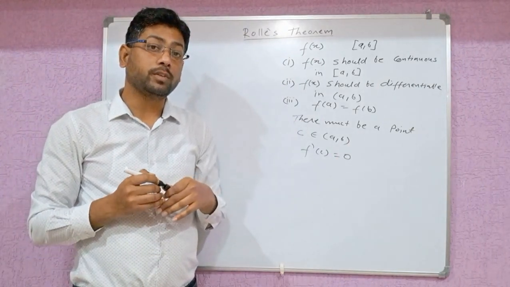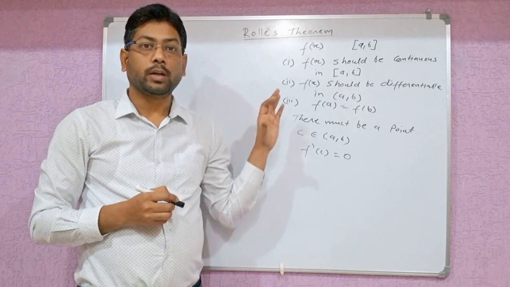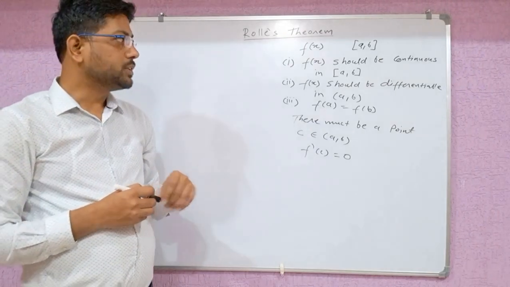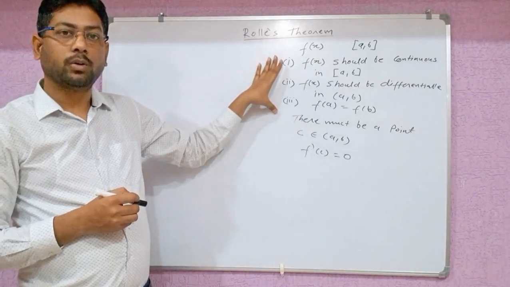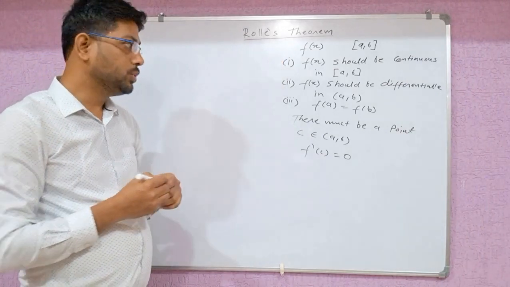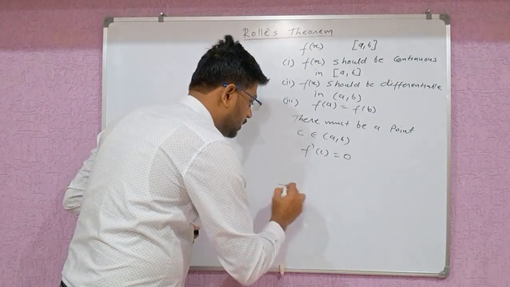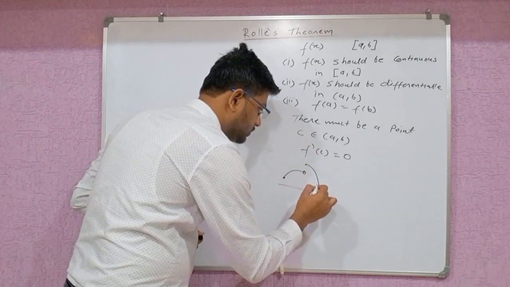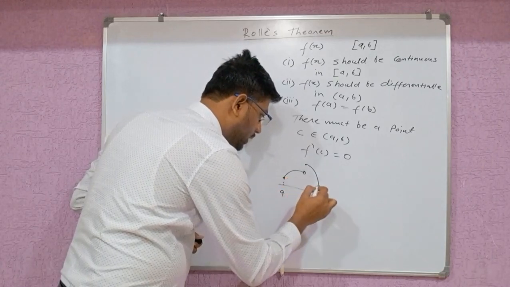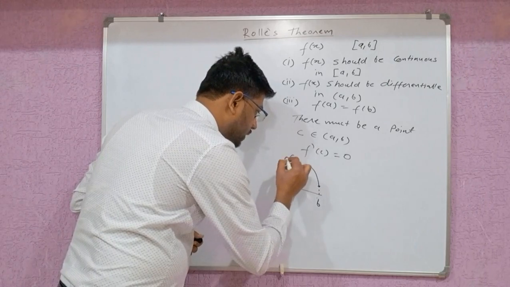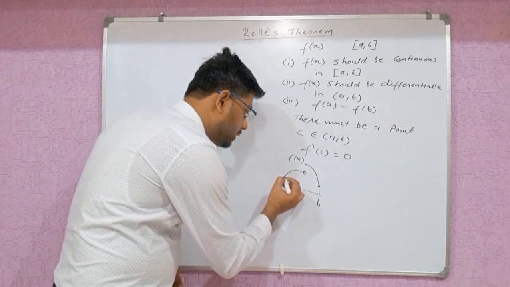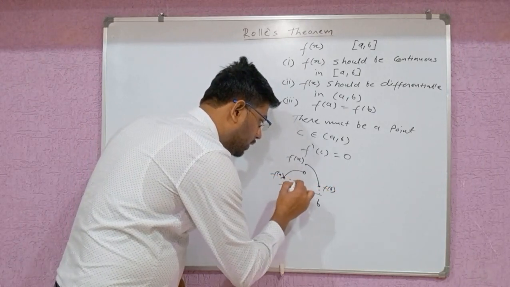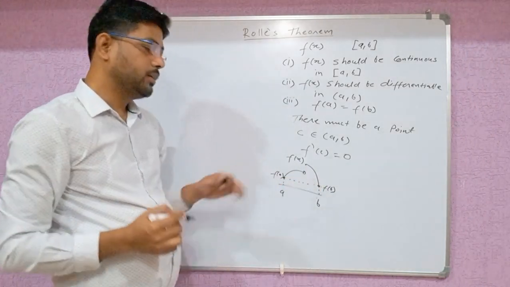Now what is the significance of that and how to apply that theorem? To understand that, we'll take some examples. By that you will understand this better. First of all, to understand these three conditions, we'll take some examples. If a function is given like this, this is a, this is b, and this is function f(x). So obviously this point will be f(a) and this will be f(b). So this f(a) is equal to f(b), that we can clearly see.